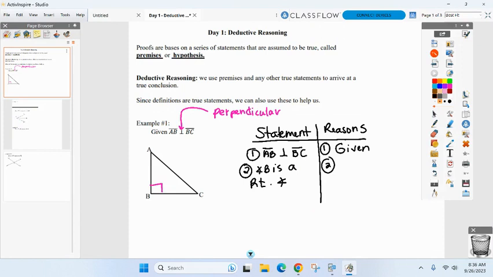And what do you know about perpendicular? Ready? Perpendicular lines form... Wait, I don't like the way I wrote that. Perpendicular lines form right angles. There you go. You're showing me you know what perpendicular means.